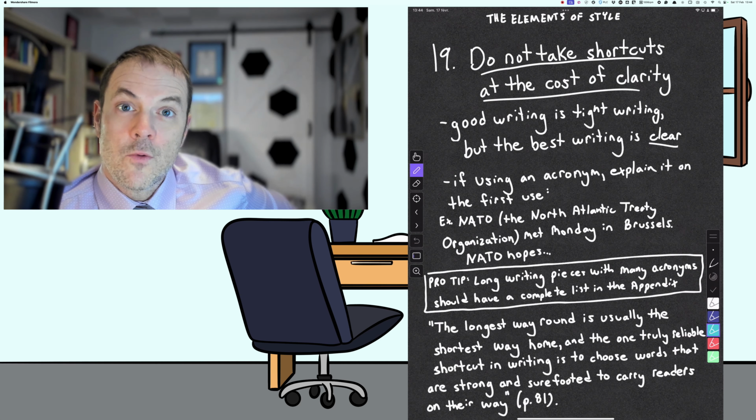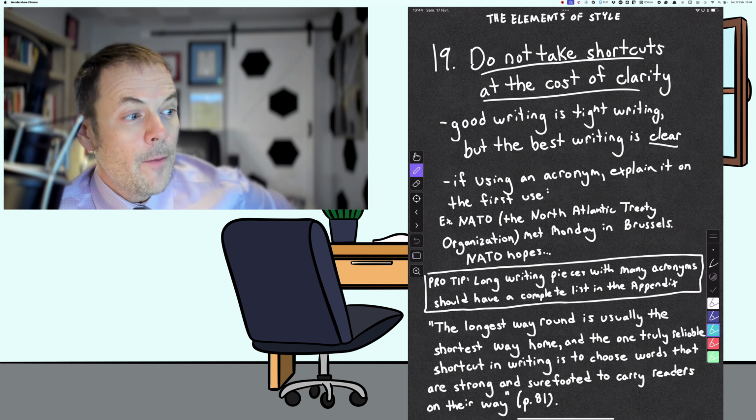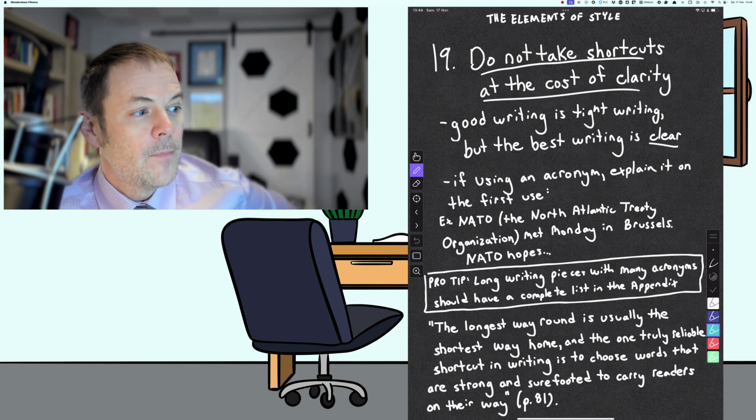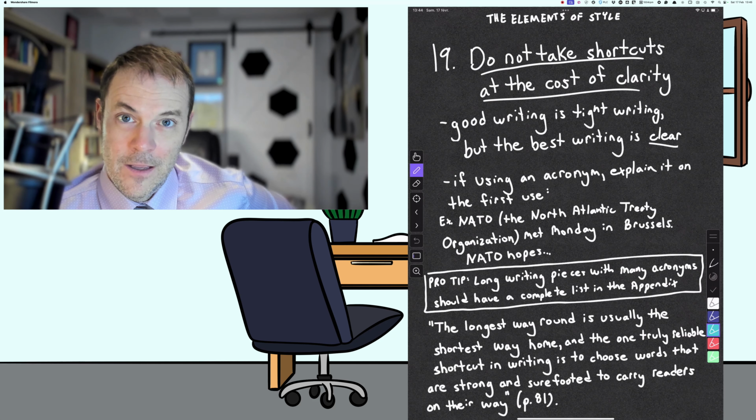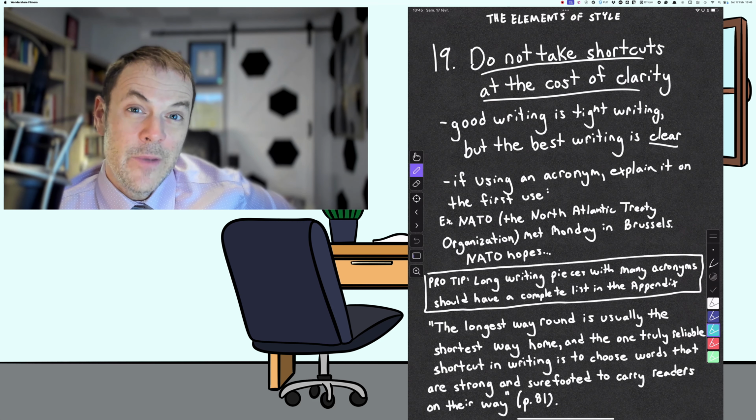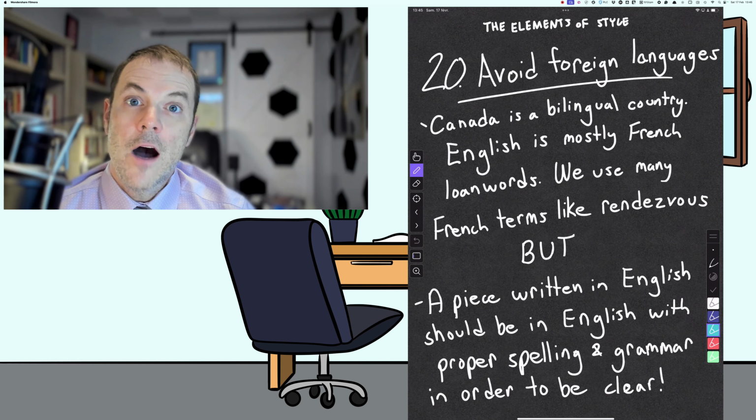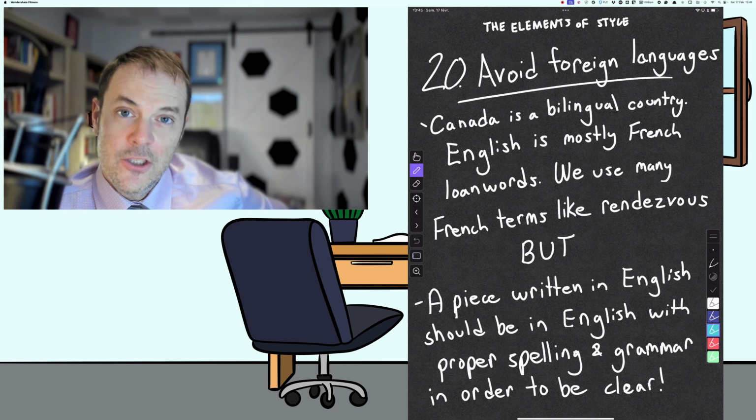Before moving on to the next rule, I would just love to read this passage from The Elements of Style, page 81. The longest way round is usually the shortest way home, and the one truly reliable shortcut in writing is to choose words that are strong and sure-footed to carry readers on their way. A lot of new writers tend to look for shortcuts to finishing a piece. Those writing pieces are not going to be good. Get the idea of shortcuts out of your head if you're going to be really good at writing. Avoid foreign languages. This can be a tricky one.